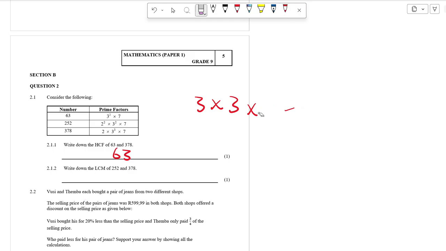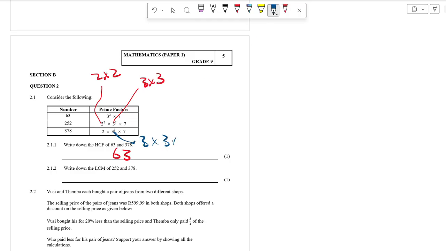Okay, so LCM, we also do the same thing. LCM of 252 and 378. Let me expand. This one simply means 2 multiplied by 2. This one means 3 multiplied by 3. And then this one means 3 multiplied by 3 multiplied by 3.